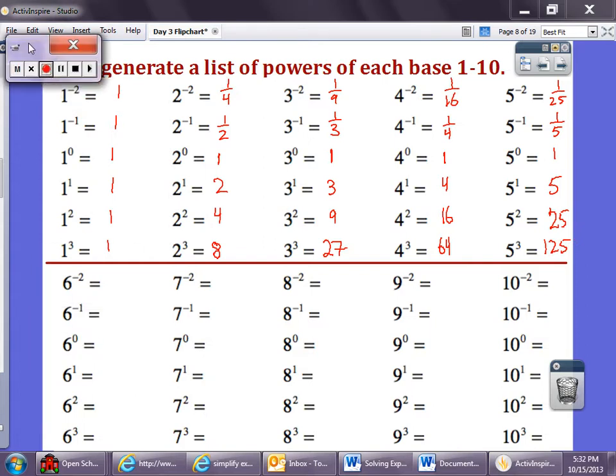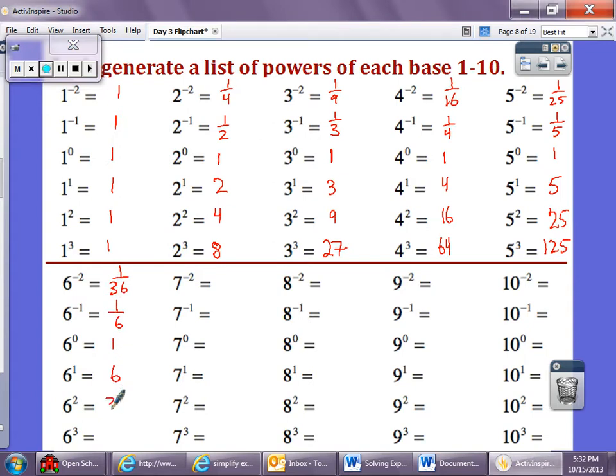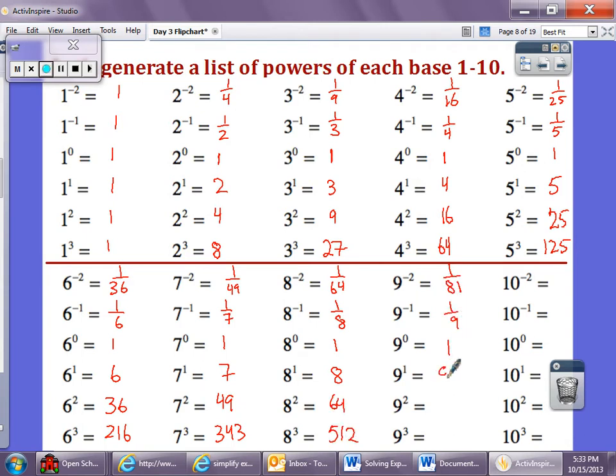When we get to 6, these are some powers from 1 to 10 that you should know. 6 times 6, so it's 1 over 36. 1 over 6, 1, 6, 36, 216. 1 over 49, 1 over 7, 1, 7, 49, 343. 1 over 64, 1 over 8, 1, 8, 64, 512. 1 over 81, 1 over 9, 1, 9, 81, 729.